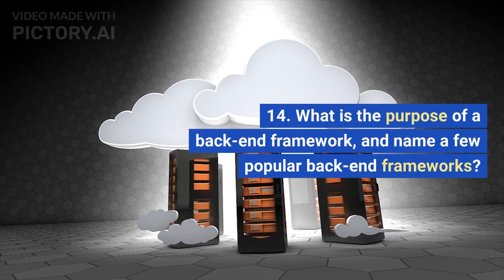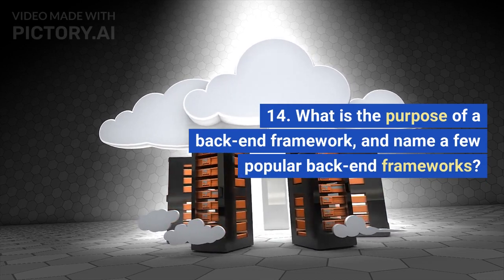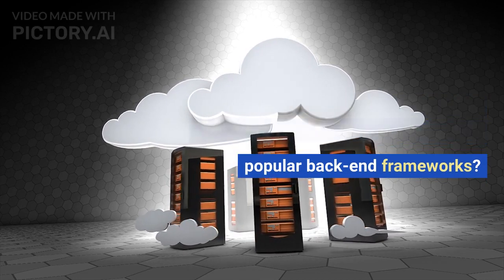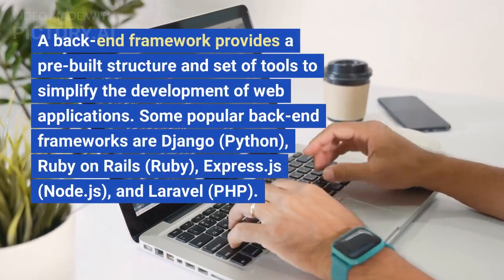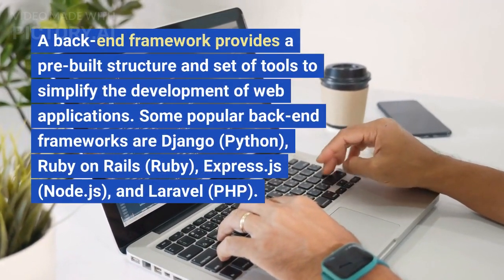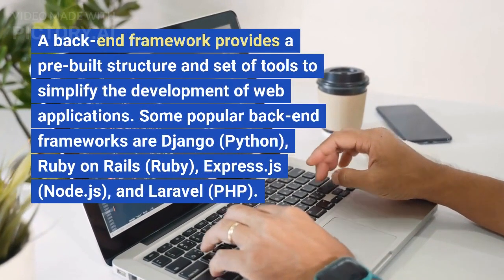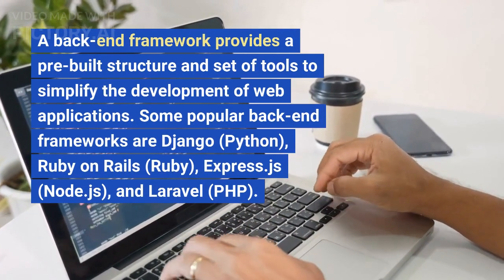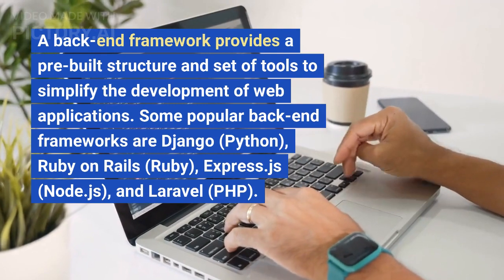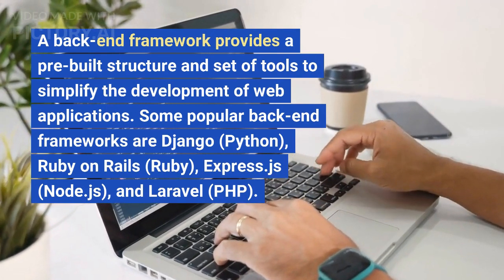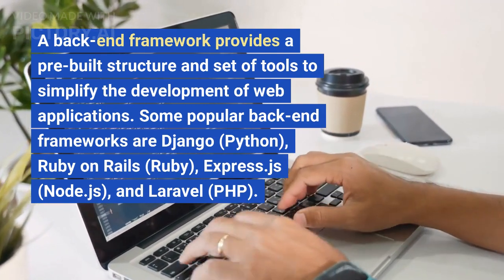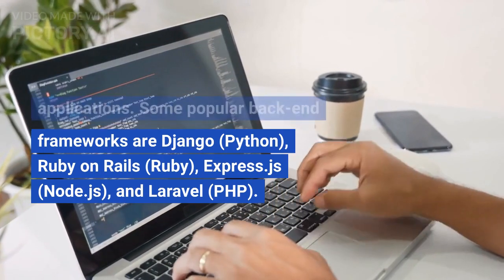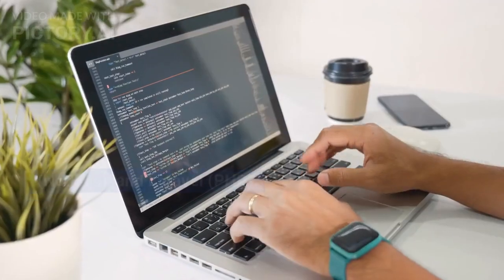14. What is the purpose of a back-end framework, and name a few popular back-end frameworks? A back-end framework provides a pre-built structure and set of tools to simplify the development of web applications. Some popular back-end frameworks are Django (Python), Ruby on Rails (Ruby), Express.js (Node.js), and Laravel (PHP).